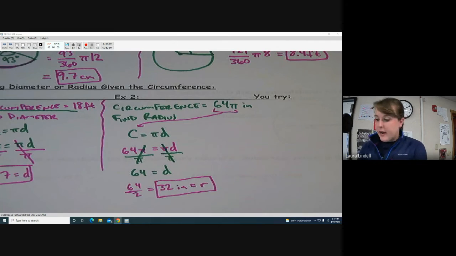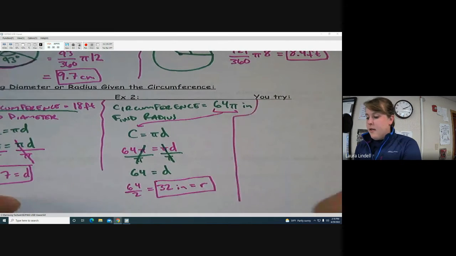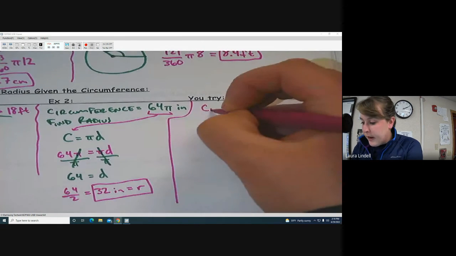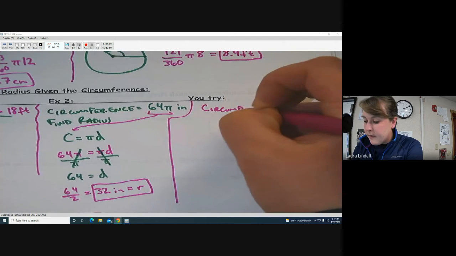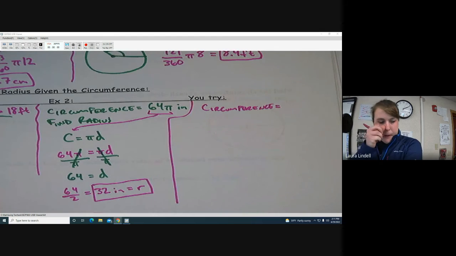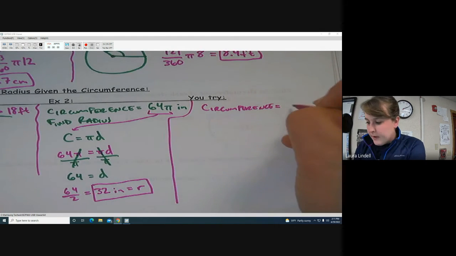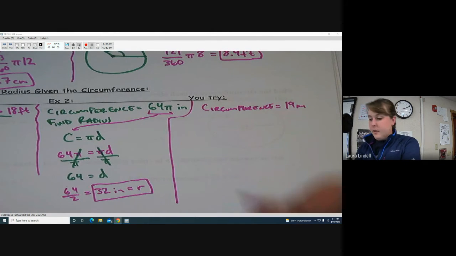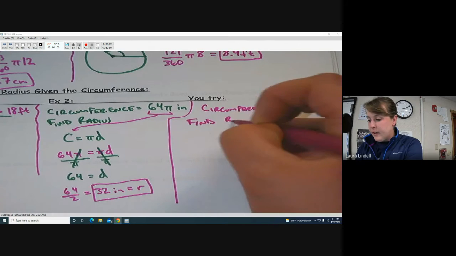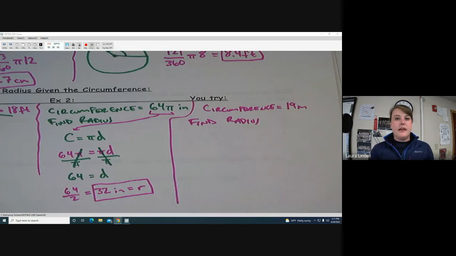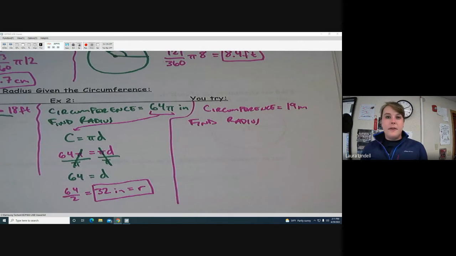Okay, so your turn to try. And this is the last one. Ready? For you guys, we're going to have circumference, and we'll have it be 19 meters. And we want to find the radius. So go for it. Find the diameter first, then find the radius. Go ahead and pause the video for a second, give it a try, and then we'll talk about it in just a moment.